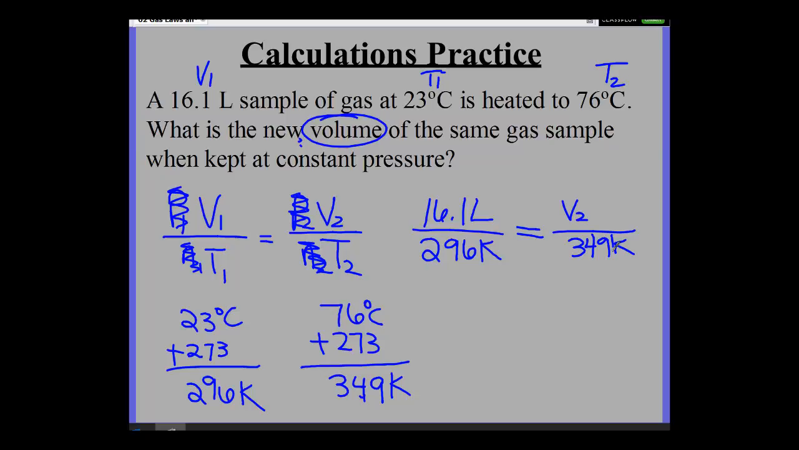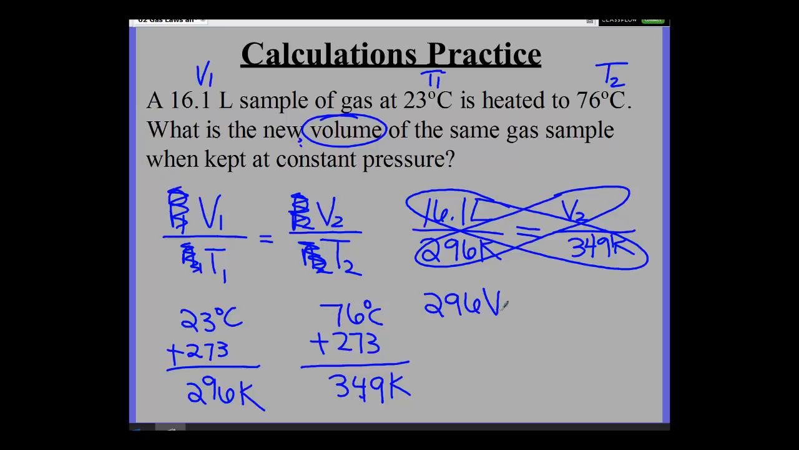Where did you get the 273? This? Yeah. So that's just from your notes from Tuesday, changing between Celsius and Kelvin. So anytime I have two fractions, I can cross multiply, right? So I multiply these two numbers. I multiply these two things.